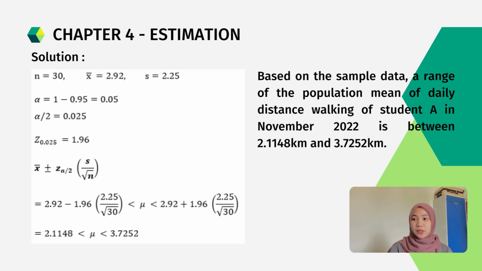So the first step is we have to take out all the information given, and by using the formula of confidence interval for single mean, which is x bar plus minus z alpha over 2 times s over square root n, we will get the result 2.1148 and 3.725. So as a conclusion, based on the sample data, a range of population mean of daily distance walking of student A in November is between 2.1148 km and 3.725 km.